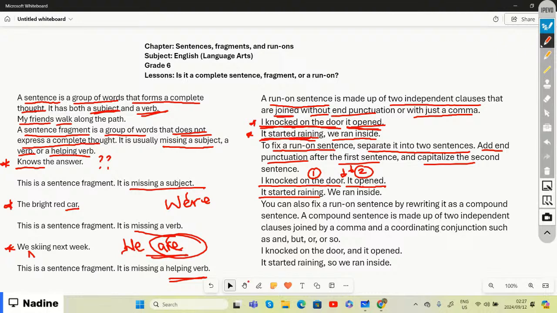It started raining. Then the start of our second sentence, we ran inside. We start our second sentence with a capital letter for "we ran inside," and a period. That is our two sentences that we basically fixed. And now we have a subject, we have a verb, and it expresses now a complete thought. Our sentence starts with a capital letter and it now ends with a period. Right?